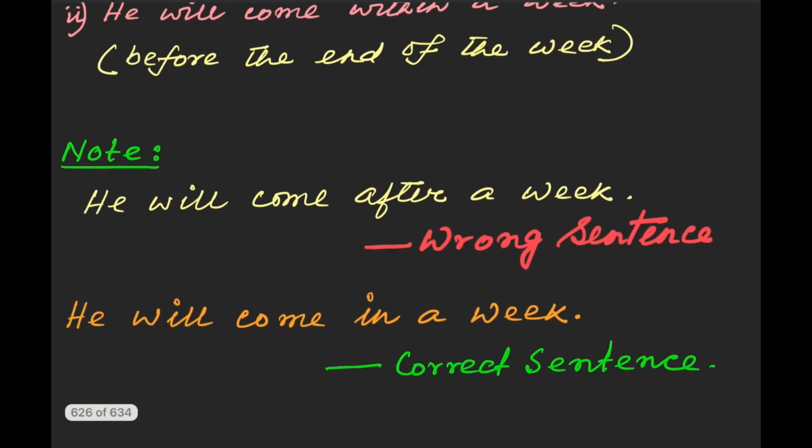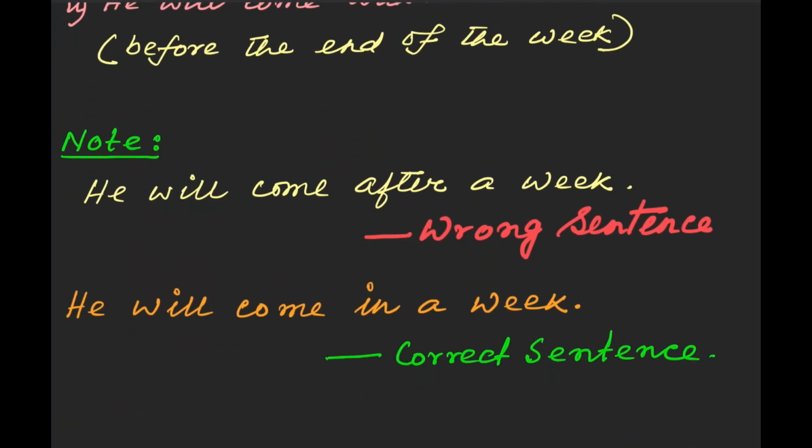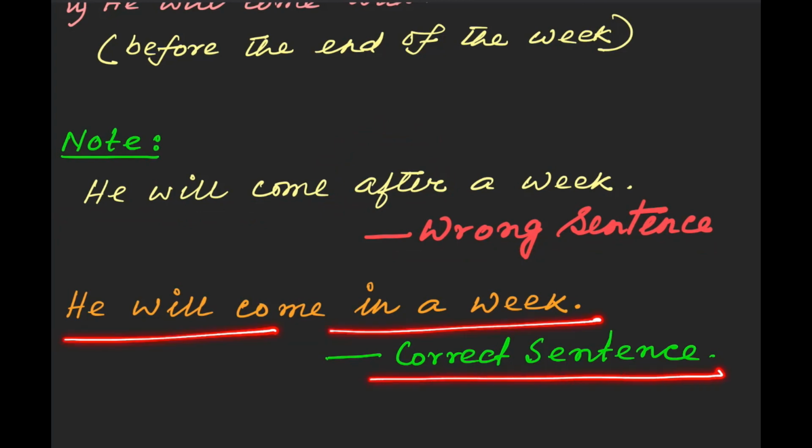Remember this. See, here's a note for you. He will come after a week. Remember this very, very important point. This is a wrong sentence. I have written this in red ink. He will come after a week is a wrong sentence. He will come in a week is a correct sentence.